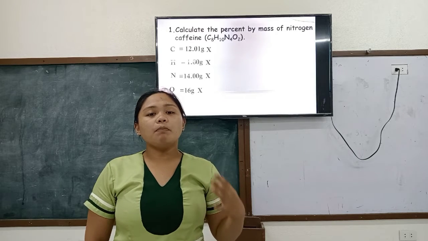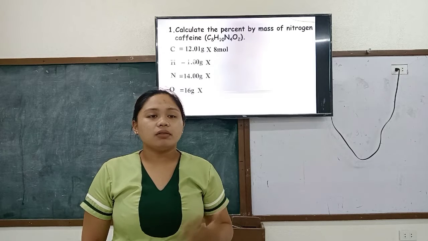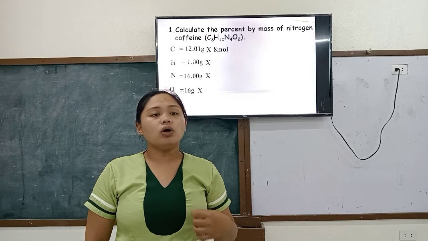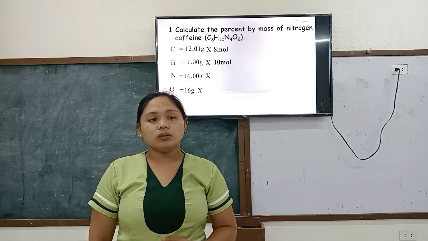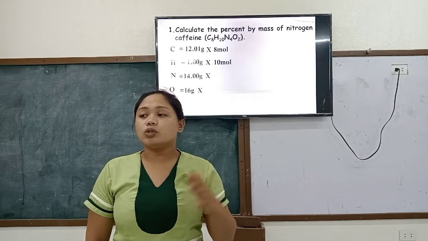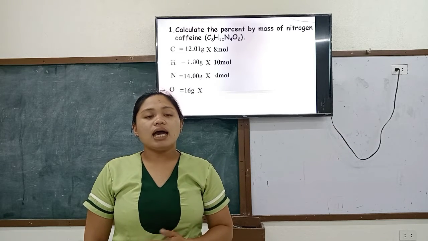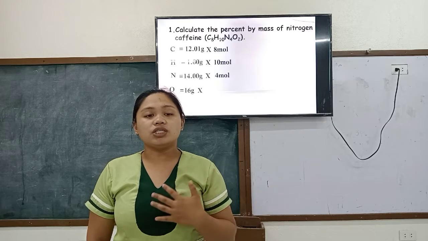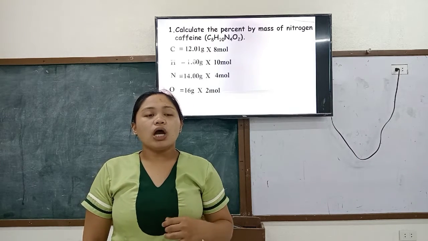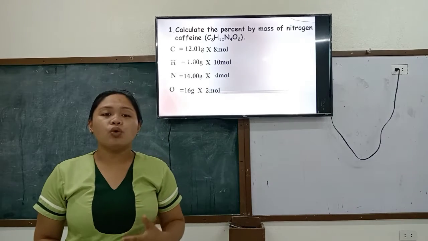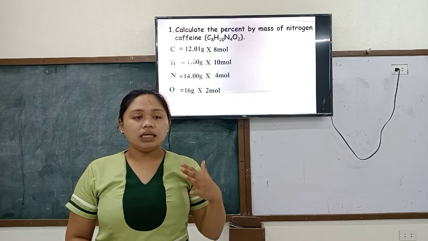Now, what is the number of moles of the carbon? Very good, which is 8 mole. Now, how about the mole of the hydrogen? Very good, which is 10 mole. Now, how about the mole of the nitrogen? Yes, you are right, which is 4 mole. And the last one is the mole of the oxygen. Yes, very good, which is 2 mole. So all we have to do is multiply the mass of each element times the number of moles.